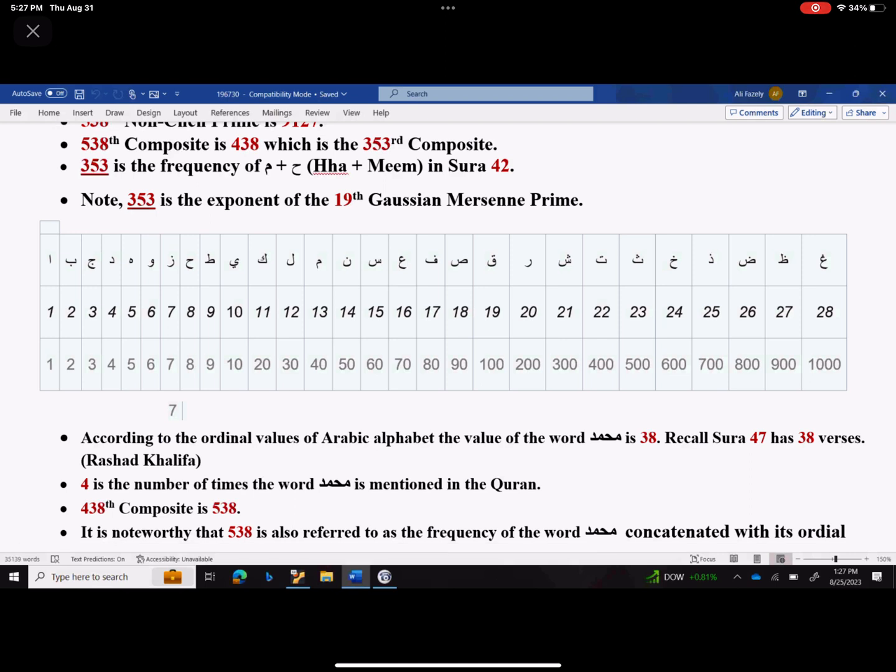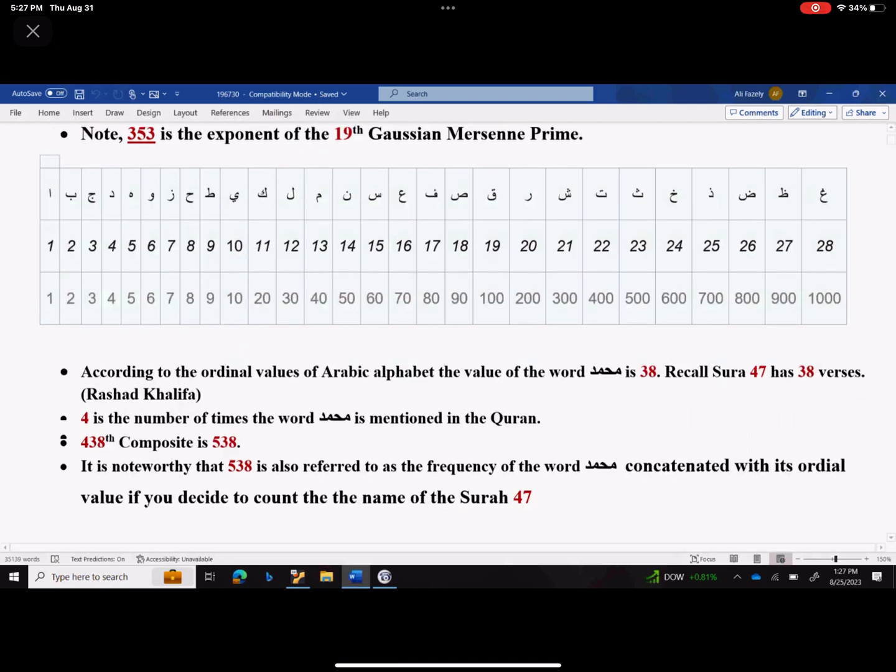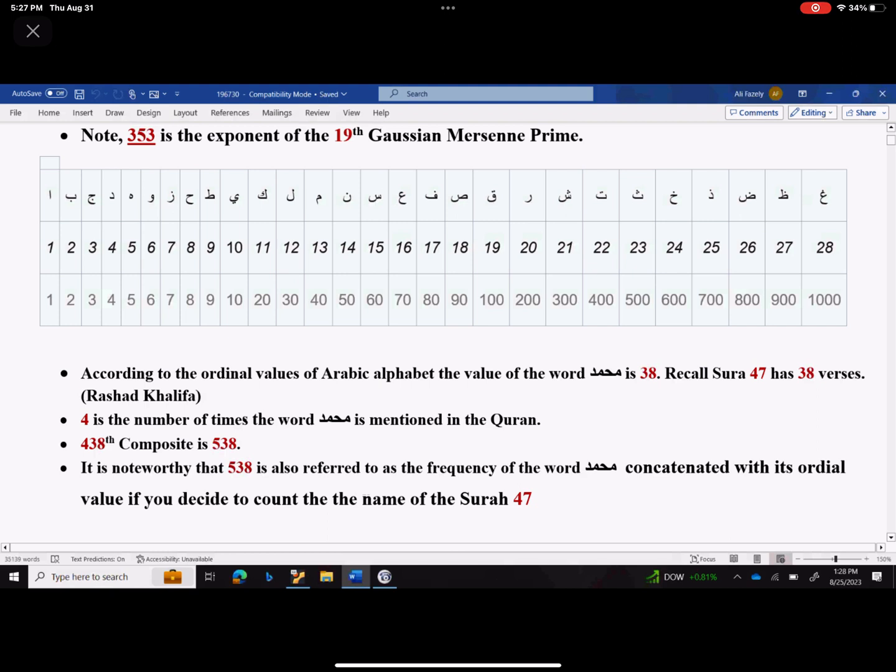Not in Arabic, not in any language, but only in the language of mathematics. So it comes in here and says, okay, what is 4 in there? 438. 4 happens to be the number of times the word Muhammad is mentioned in the text of the Quran. And the 438th composite happens to be 538.